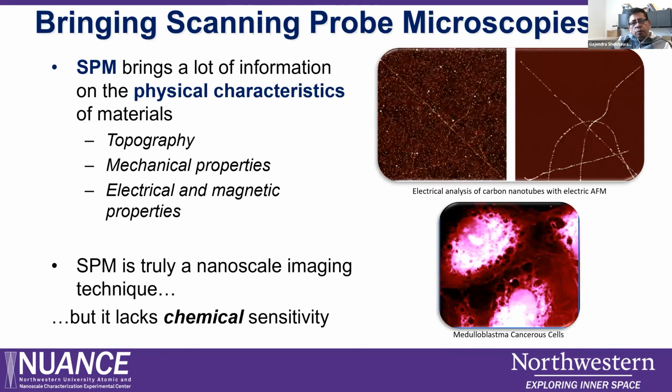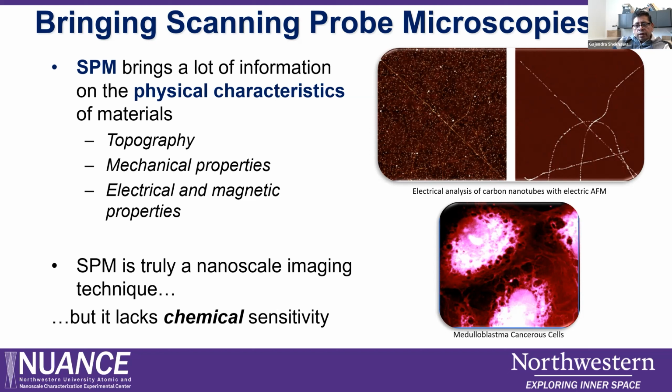Now, moving to the other technique, a pretty useful technique that's coming in a couple of months, is bringing scanning probe microscopy and Raman together. As you see, the SPM brings a lot of information, especially when it comes to the physical characteristics of the samples, in terms of topography, mechanical properties, electrical, magnetic properties. Our systems are fully loaded with this functional imaging, and it's a true nanoscale imaging technique, but it lacks chemical sensitivity.